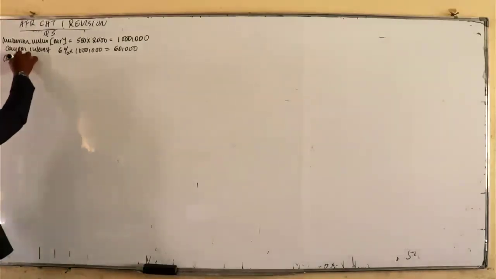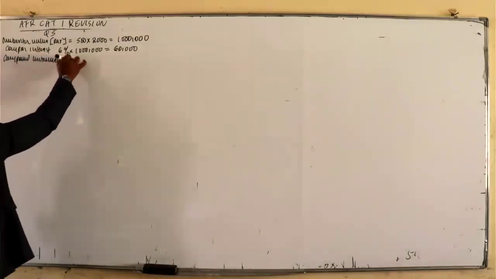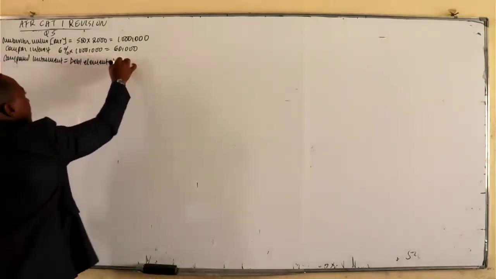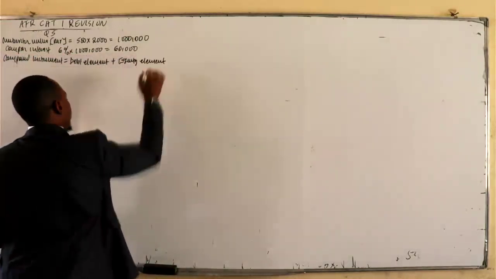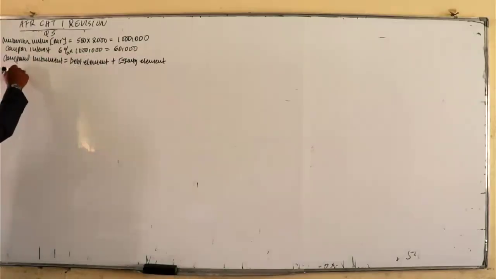Let me write it here again. A compound instrument is an instrument with both a debt element and an equity element. And the requirement is that you need to separate the two. How do you separate? What you just need to determine is the debt element. And the debt element will be measured at amortized cost. That is the present value of future cash flows.